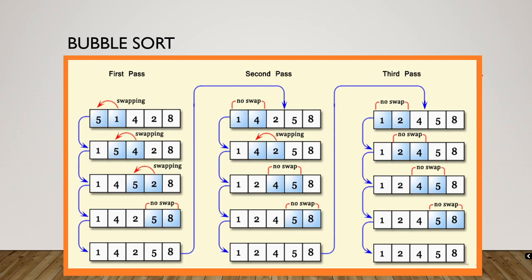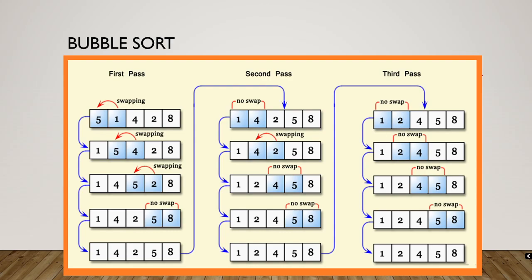It is a comparison based sorting algorithm, in which each pair of adjacent elements is compared and the elements are swapped if they are not in order. Okay, then only we can swap. This algorithm is not suitable for large datasets as its average and worst case complexity are of order of n square, where n is the number of items.